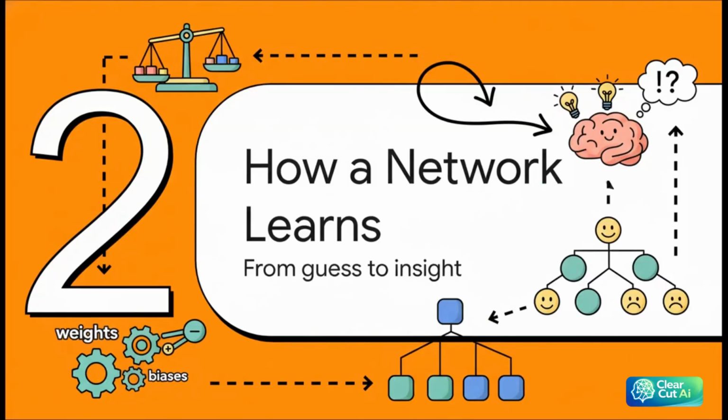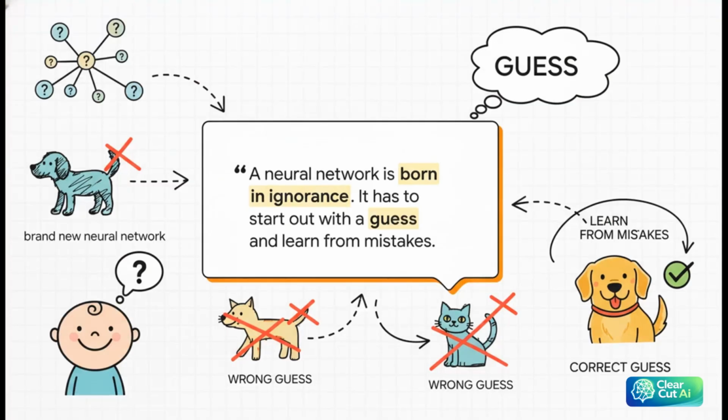Okay, so the network has all these digital knobs to turn, but how does it actually learn which way to turn them? Well, just like our toddler, it starts from a place of knowing absolutely nothing. A brand new neural network is a complete blank slate. All those little knobs are just set to random values. So its first attempt at identifying a dog is really just a wild guess. The entire learning process is simply about getting better and better at guessing by learning from its mistakes.